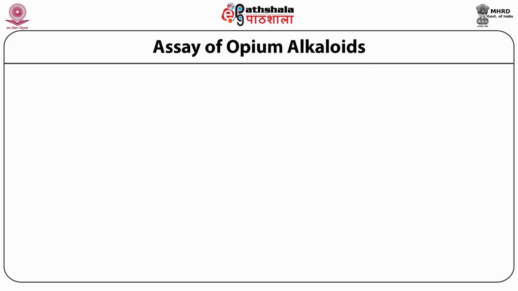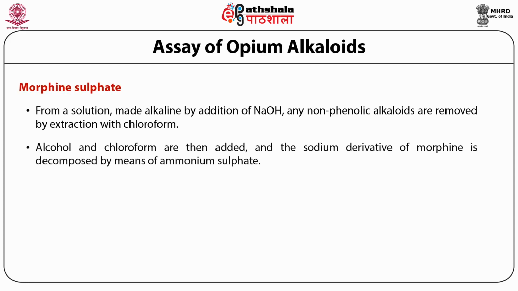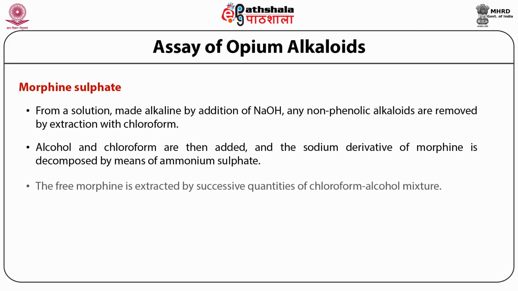The assay of opium alkaloids involves first, for morphine sulfate, making the solution alkaline by addition of sodium hydroxide, and non-phenolic alkaloids are removed by extraction with chloroform. Alcohol and chloroform are then added, and the sodium derivative of morphine is decomposed by means of ammonium sulfate. The free morphine is extracted by successive quantities of the alcohol mixture.